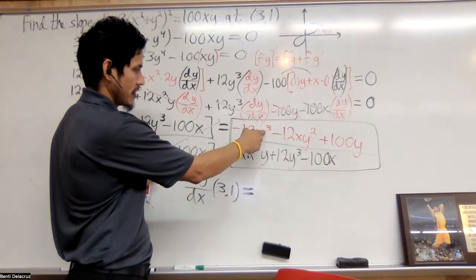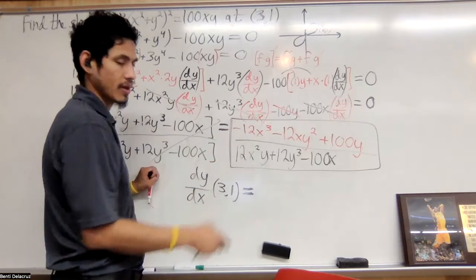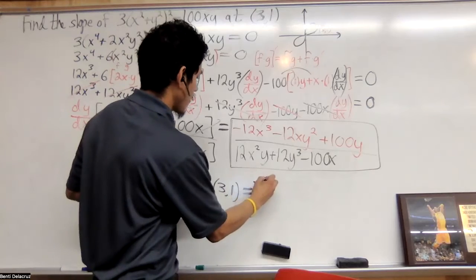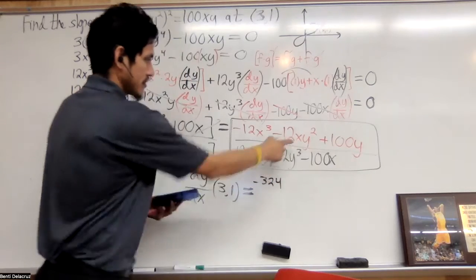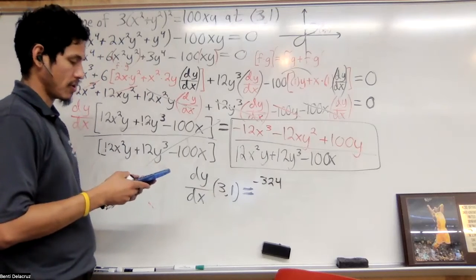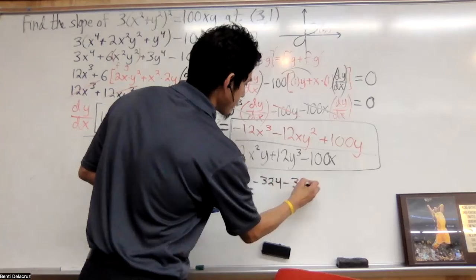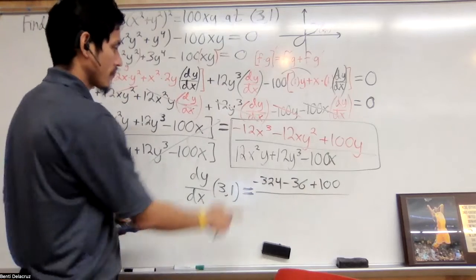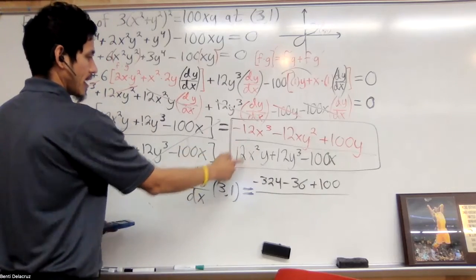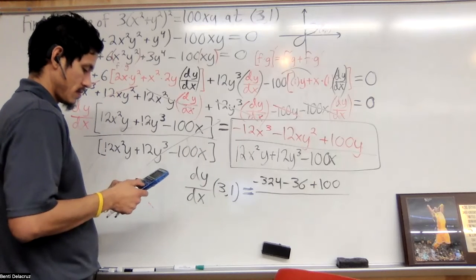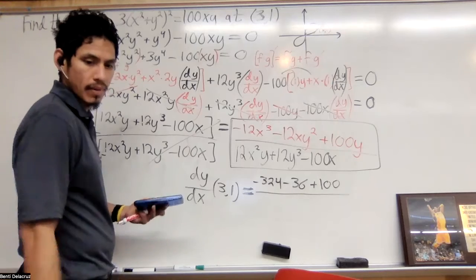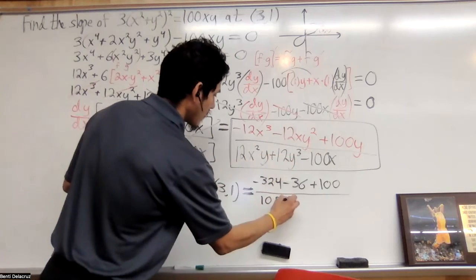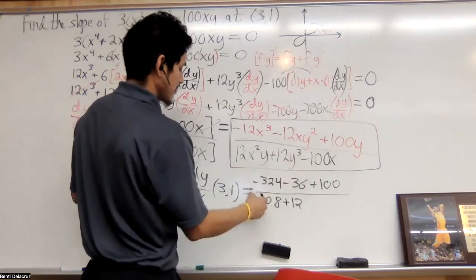So negative 12 times 3 cubed, 3 times 3, 9, 27. I believe that's 12 times, so that'll be a negative 324, minus a 12 times 3, 36, times a 1, so minus 36, plus 100 times 1, so plus 100, over 12 times x squared, so 12 times 9, so 108, I believe, and times 1, that would just be 108, obviously, plus 12 times 1 cubed, so plus 12, and then minus 100 times 3, so minus 300.